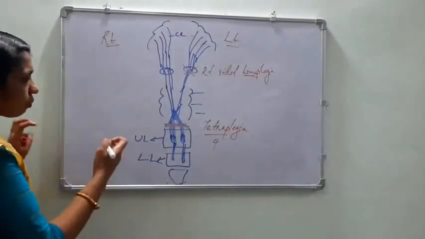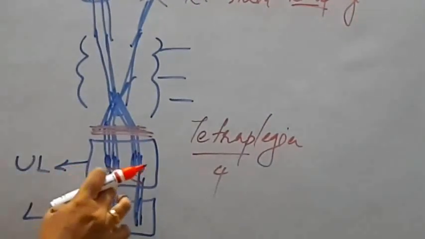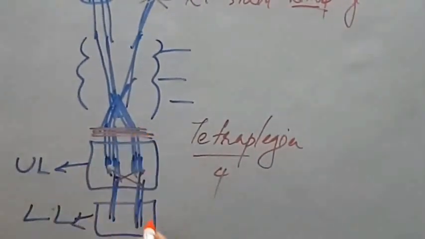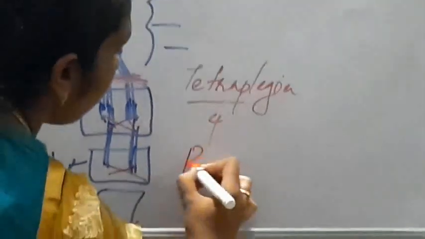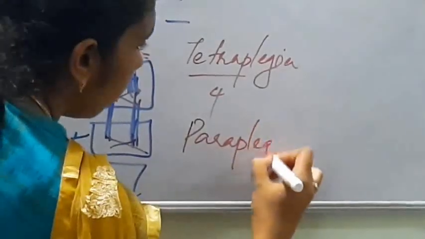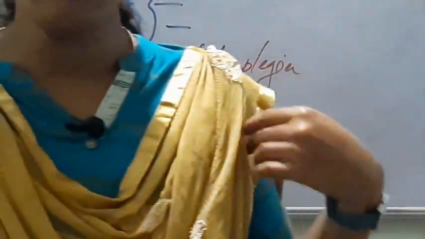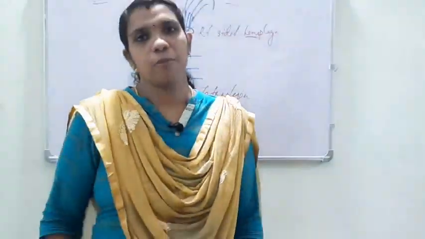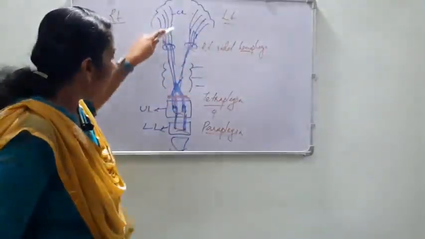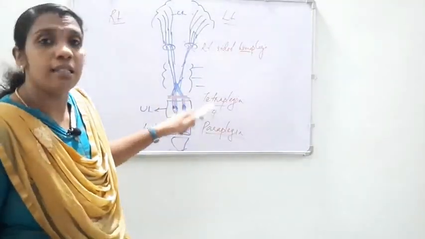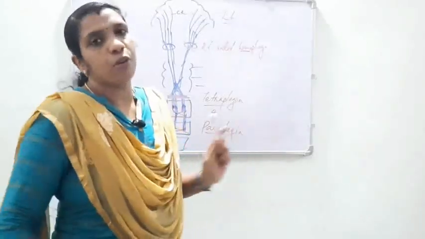Suppose the lesion is here, in the area which supplies the upper limb, or the lesion is there which supplies the lower limb, then the patient will go for paraplegia. Paraplegia means which runs parallelly. That is, both upper limbs or both lower limbs will be affected. So these are the types of lesion according to the site, and these all are upper motor neuron lesion. Understand? Upper motor neuron lesion.